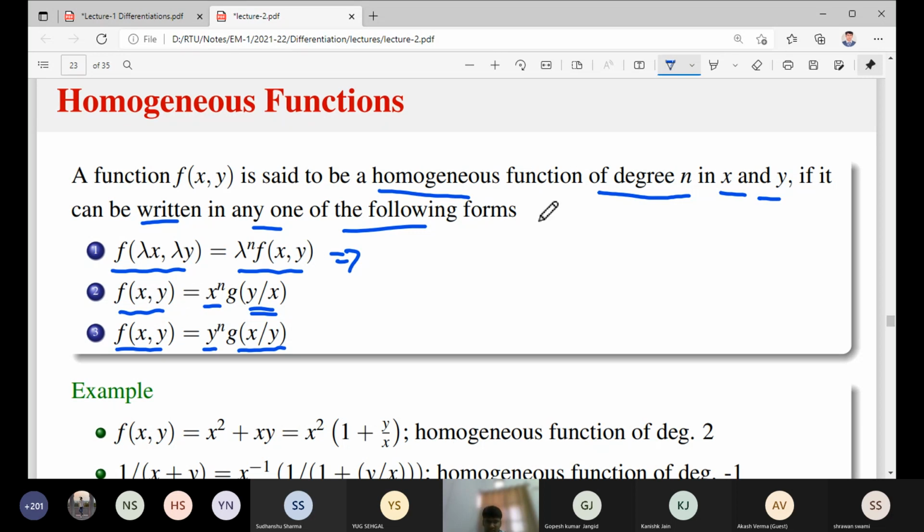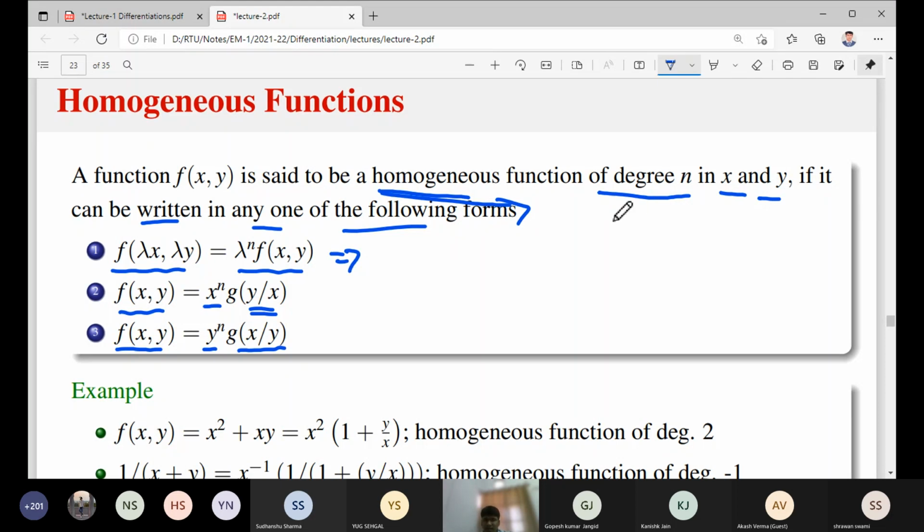So in any one of the following forms, if you can write your function, then you can say that your function is homogeneous. Homogeneous, in other words, आप क्या कह सकते हैं कि हमारे जो फंक्शन है उसकी ईच टर्म की यदि डिग्री सेम आती है, जो भी आपका कोई फंक्शन डिफाइन है उसकी यदि आपकी ईच टर्म की डिग्री सेम आती है, then you can say that your function is homogeneous.